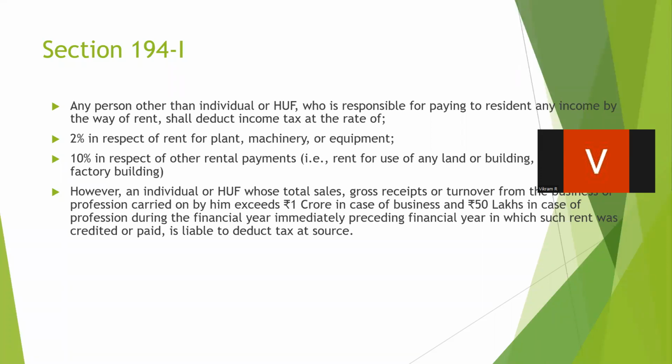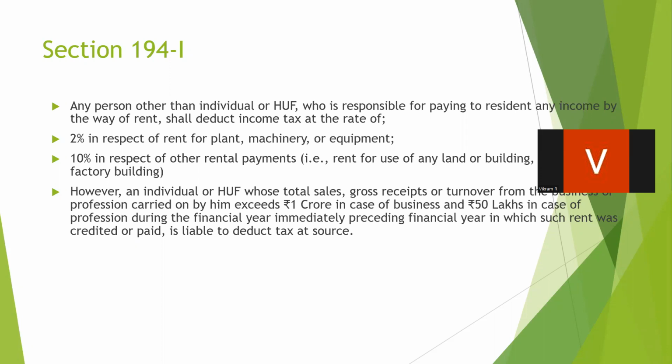In the case of 50 lakhs, 1 crore in case of business and 50 lakhs in case of profession during the financial year, immediately preceding, that is the next year, the person has to deduct TDS under 194, right? So what is the relevance of this limit?